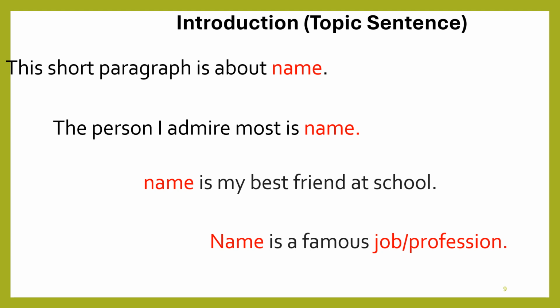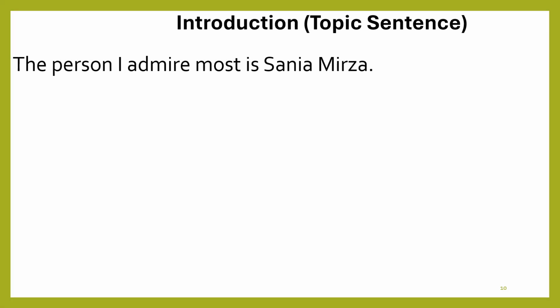You can say, the person I admire most is Sania Mirza. You cannot use the third sentence because she is not your friend. The fourth one you can use and write, Sania Mirza is a famous tennis player. So out of these four, any one you can use except number 3, because that can be used only if the person you are writing about is your friend. So we'll go with sentence 2.